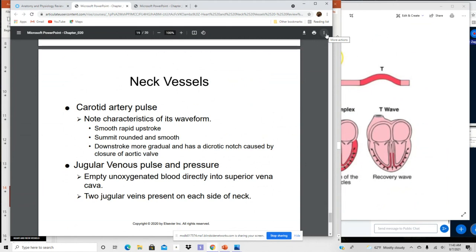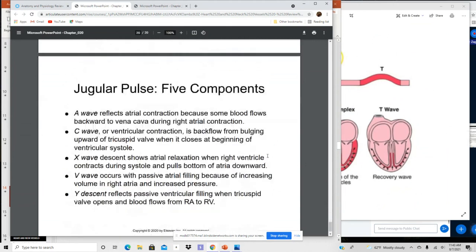The jugular venous pulse and pressure. It empties unoxygenated blood directly into the superior vena cava. The two jugular veins are present on each side of the neck. There's a left jugular vein and a right jugular vein. And there are 5 components to the jugular pulse.